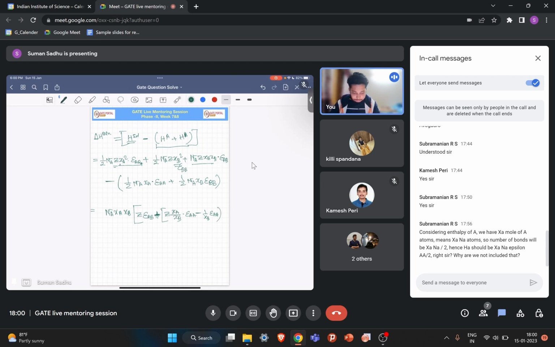I think there is still some mistake maybe. The final expression should come half of, sorry, Na XA XB Z in epsilon AB minus half of epsilon AA plus epsilon BB. So this term will be independent of XA or XB. Let me check.